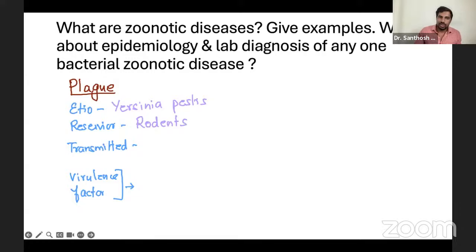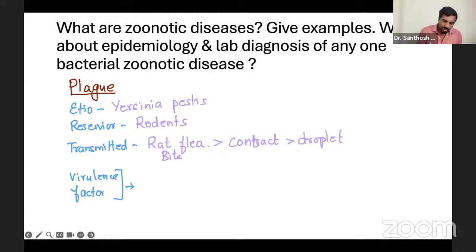The reservoirs are the rodents, especially domestic rats, they say, but it can be any rodents, wild rodents. Transmitted by which one? Rat flea. It can be any flea, but usually the rat flea is the most common. Rat flea bite is one thing, but also through contact, and also through droplets. It is possible in every way. So these are the things common for plague, how it is transmitted.